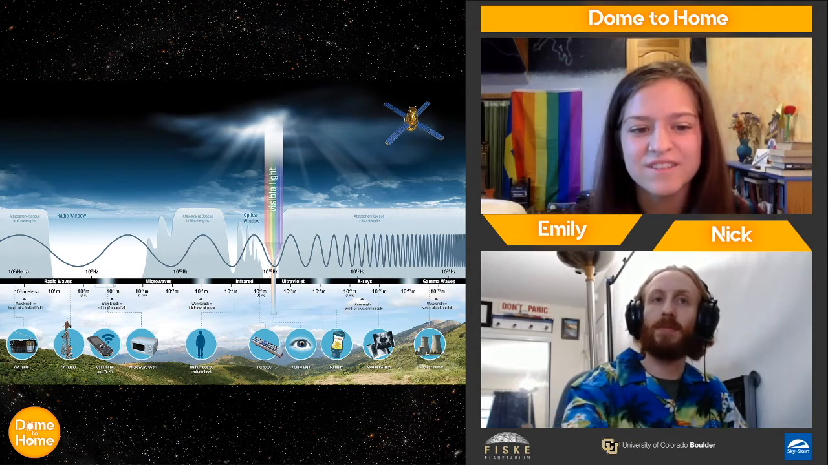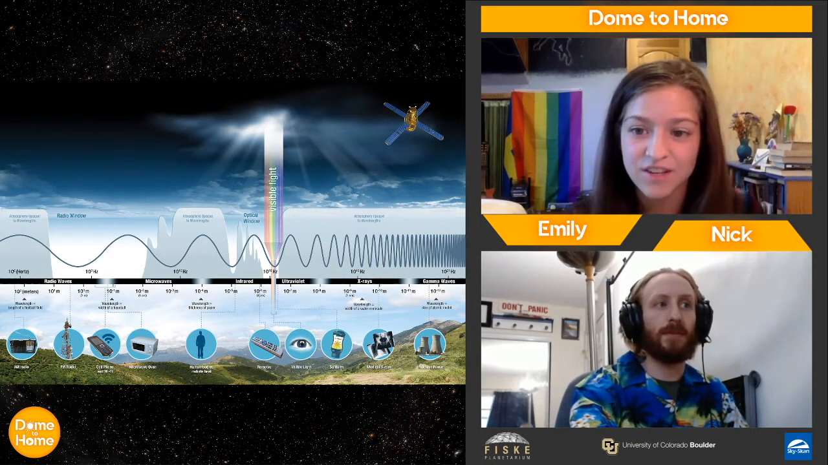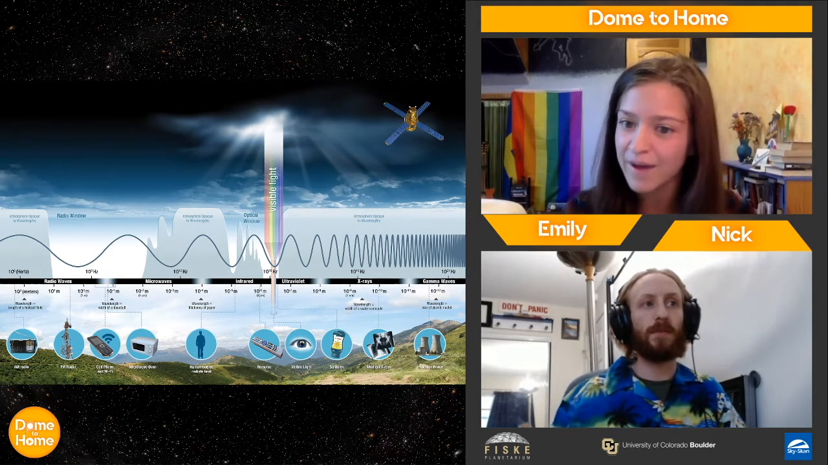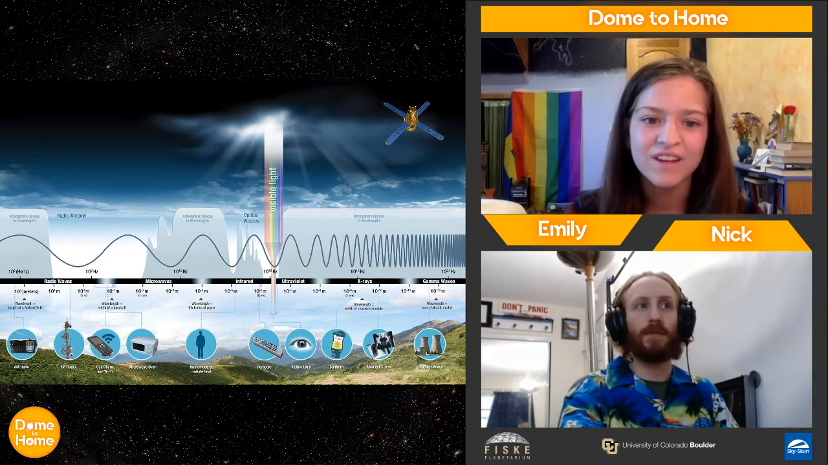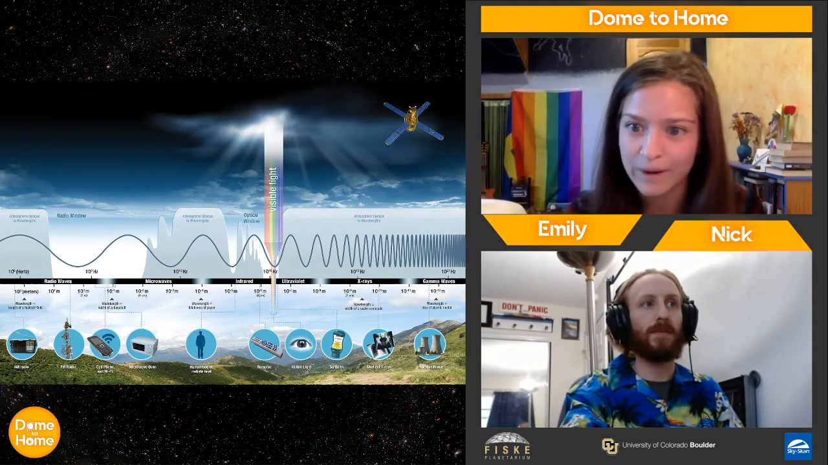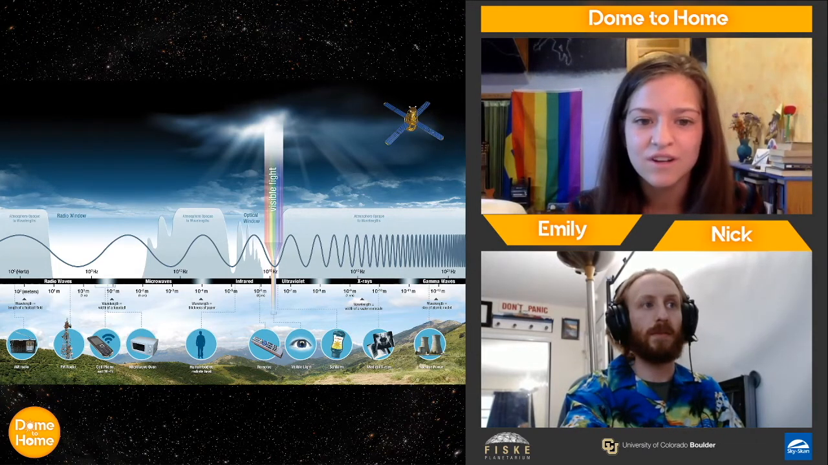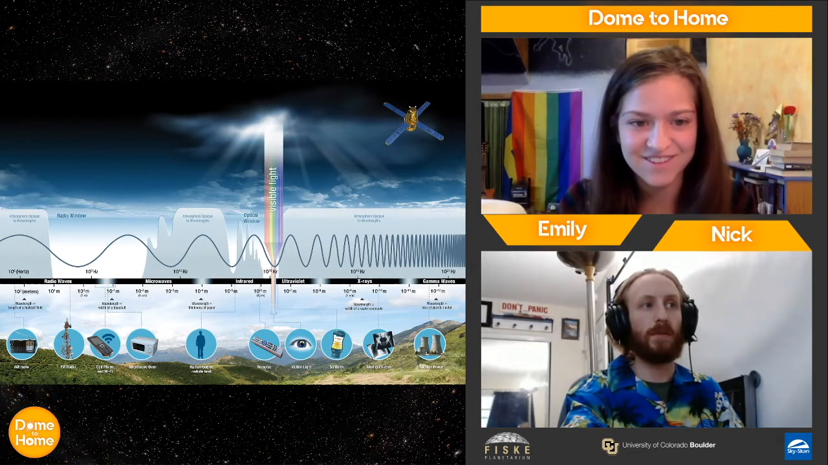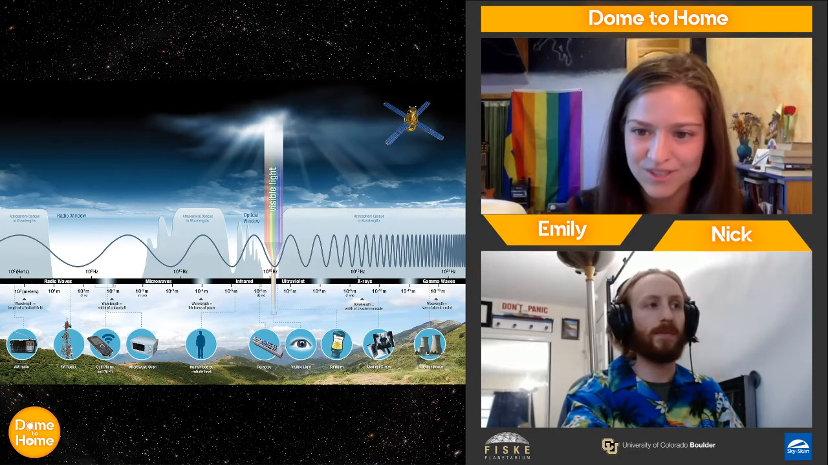So what Nick is showing us right now is a huge reason why we send telescopes into space above the atmosphere. We need to get them past this barrier, which absorbs so many wavelengths of light, to detect that light and give us information about our universe.